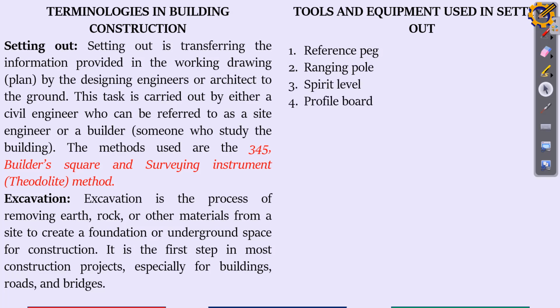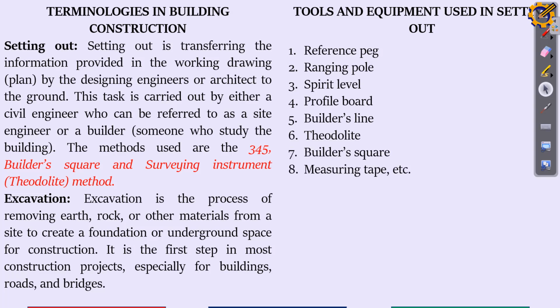So we have spirit level, profile board, builder's line, the theodolite itself, builder's square, measuring tape, etc. All right, from there we move to major components of a building. I think we are diving deeper. This class is kind of too long, but I want us to start the drawing proper, so let me just run through the theoretical aspect.